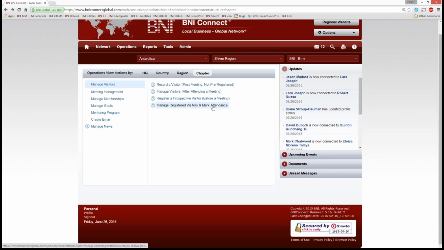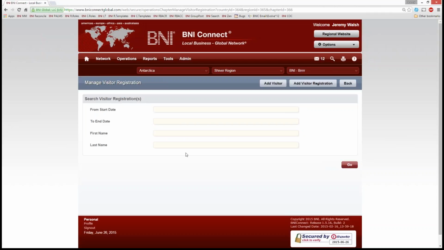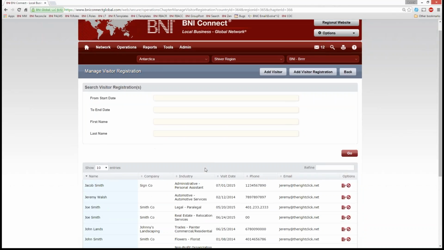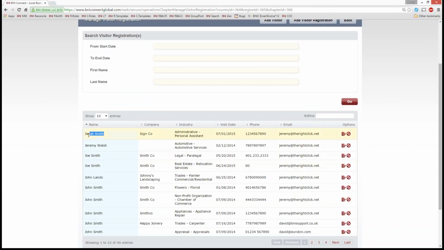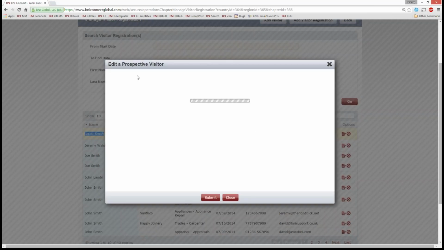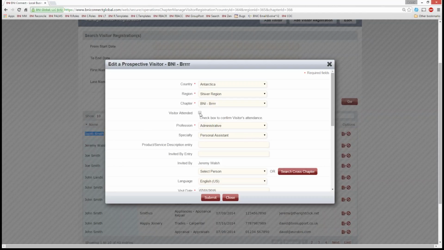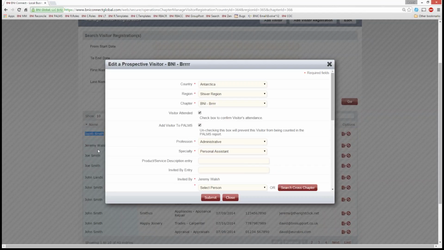to mark attendance. So after Jacob Smith has gone to the meeting, I can go in and manage the visitor registrations. And let's say that Jacob Smith did attend the meeting. I can go in and edit this record and mark this visitor as having attended.